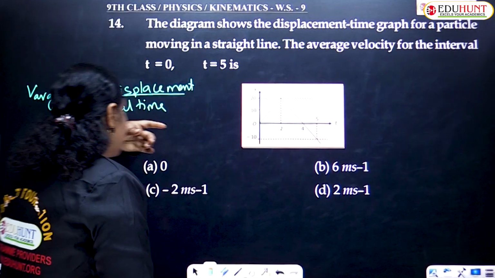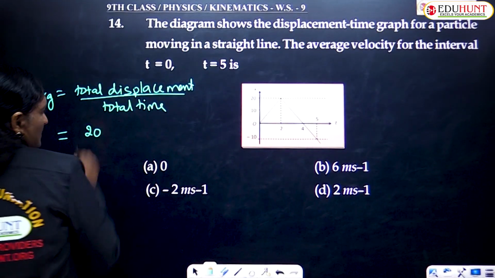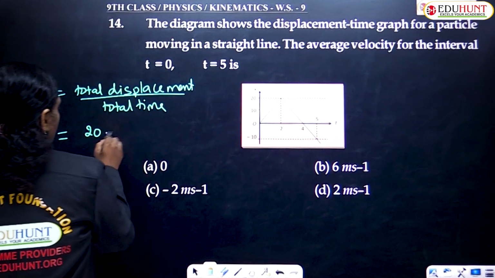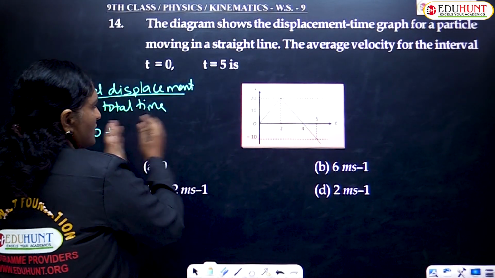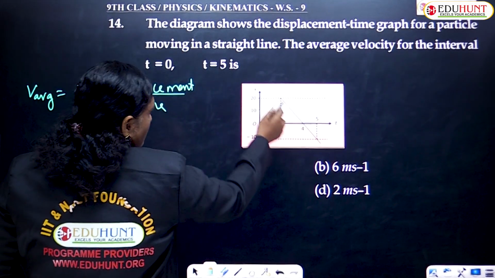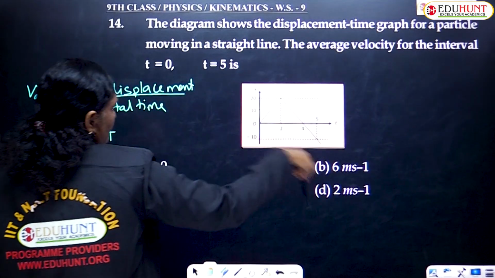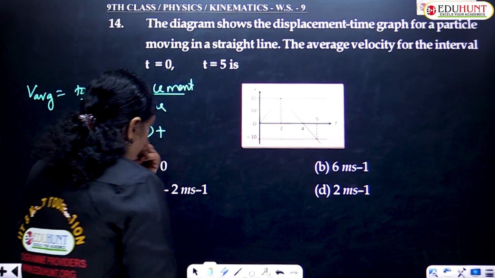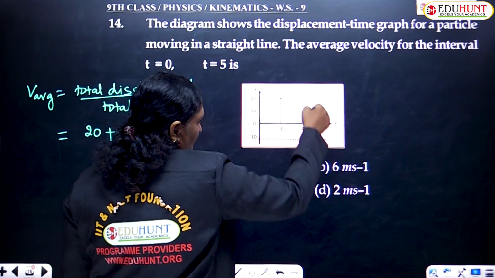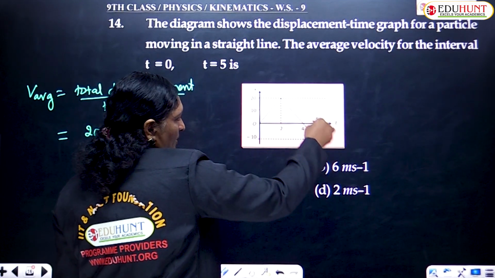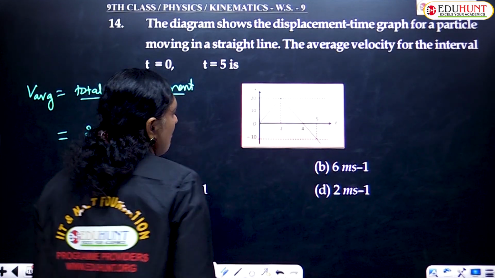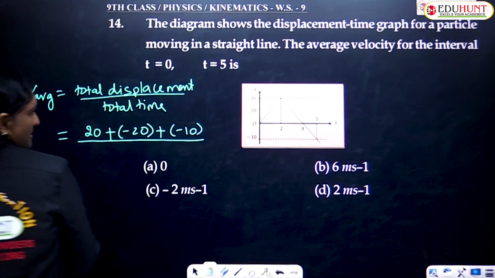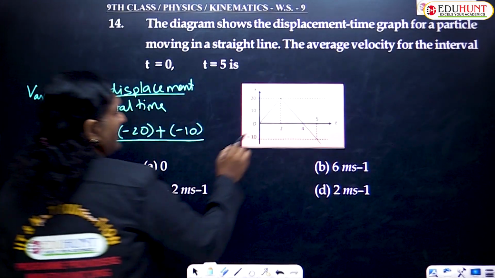20 minus 0 is 20 meter. Again from here to here, it is the displacement of the initial seconds plus displacement here, where there is a negative slope. Negative slope indicates minus 20, plus again from here to here. Okay, here to here, though negative slope, what is the value we have? Minus 10. So minus 10 meter upon total time taken from here to here.